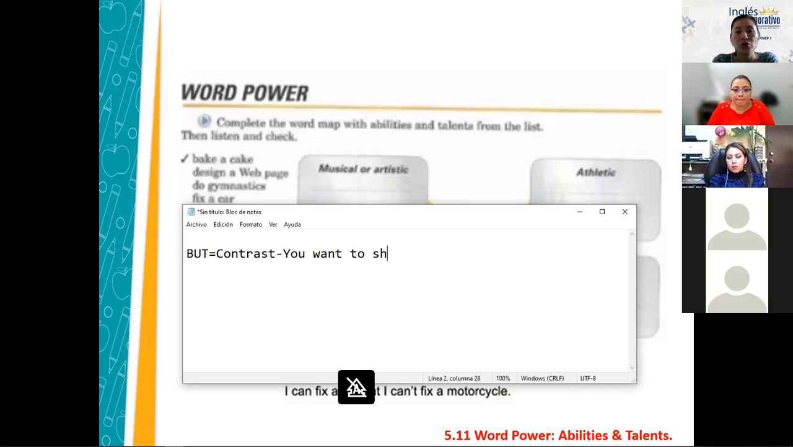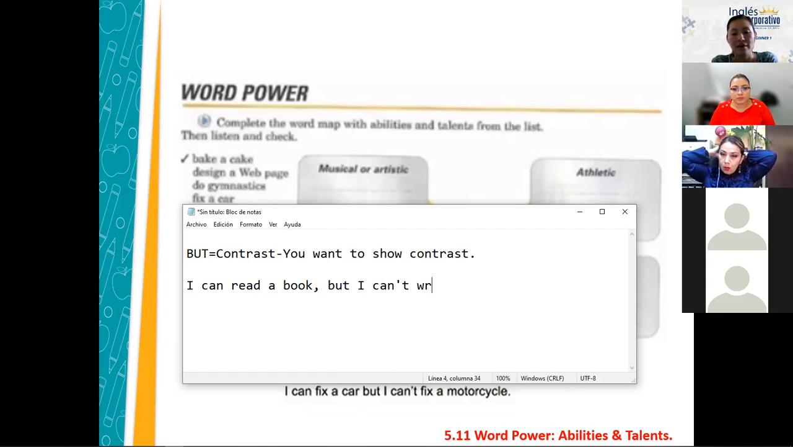You want to show contrast. Okay? Very good. For example, bueno, tomemos una oración que nos acaba de compartir Mary, right? Ella decía, I can read a book. A veces puede usar la coma si usted quiere, ¿verdad? Si no, pues mira así. But I can't write it. I can write it, escribirlo, or I can't write one. No puedo escribir uno, ¿verdad? So I can read a book, but I can't write one.